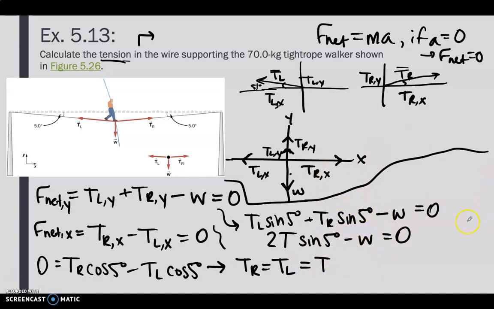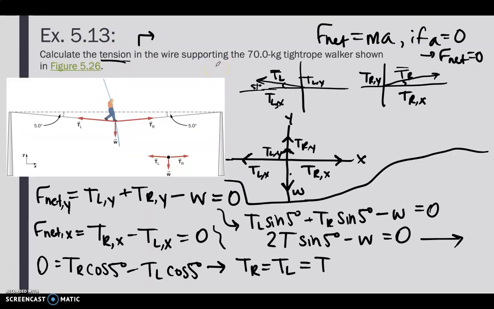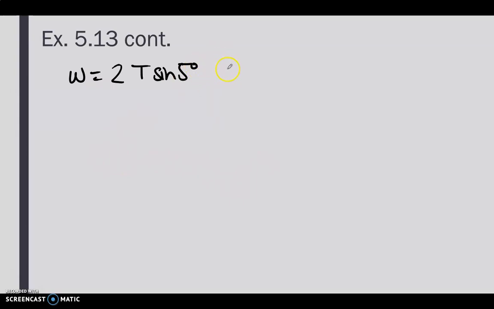Give me 1 second. I'm going to go ahead and add another page here. All right, so let's go ahead and continue this. We now have the weight is equal to 2T sine 5 degrees. And again, we're looking for the tension. So let's go ahead and solve for T. So that'll equal W over 2 sine 5 degrees.